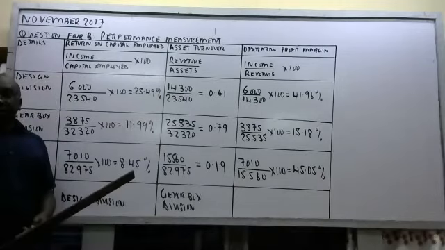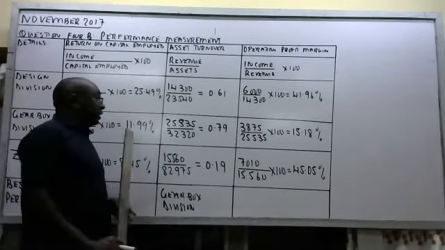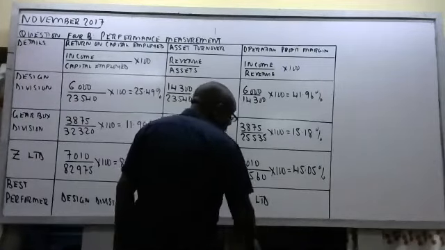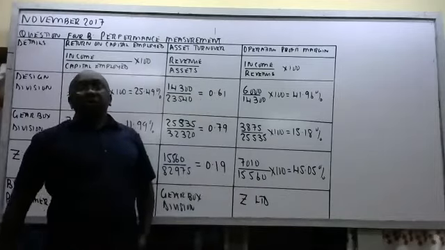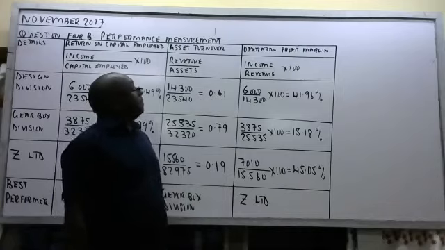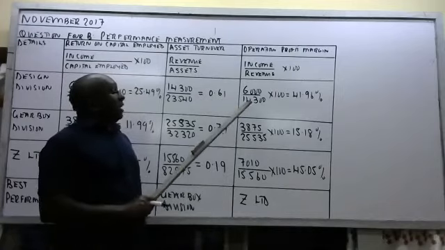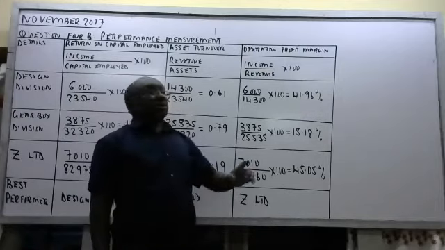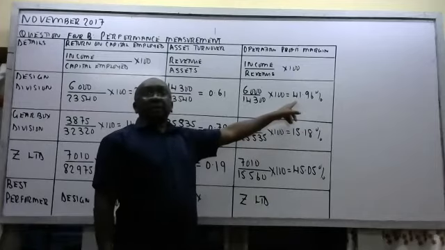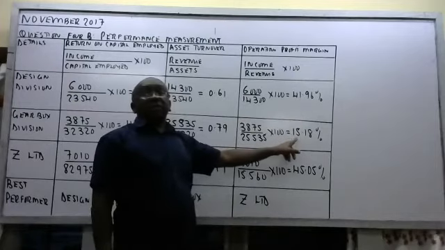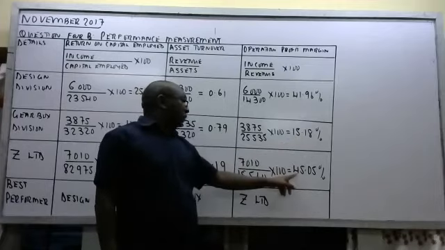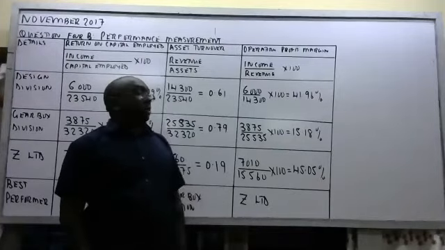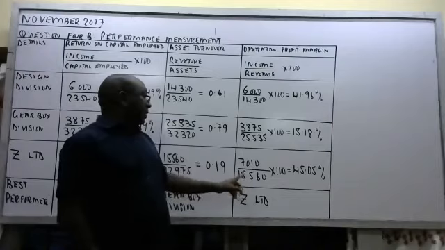So who is doing better? Z Limited is the best performer. Now, as I've always told you, for practical purposes, not for exam, the meaning of this is for every 100 shillings you make as sales, you have a profit of 41. Hapa, you have a profit of 115 shillings. And here, you have a profit of what? 45.